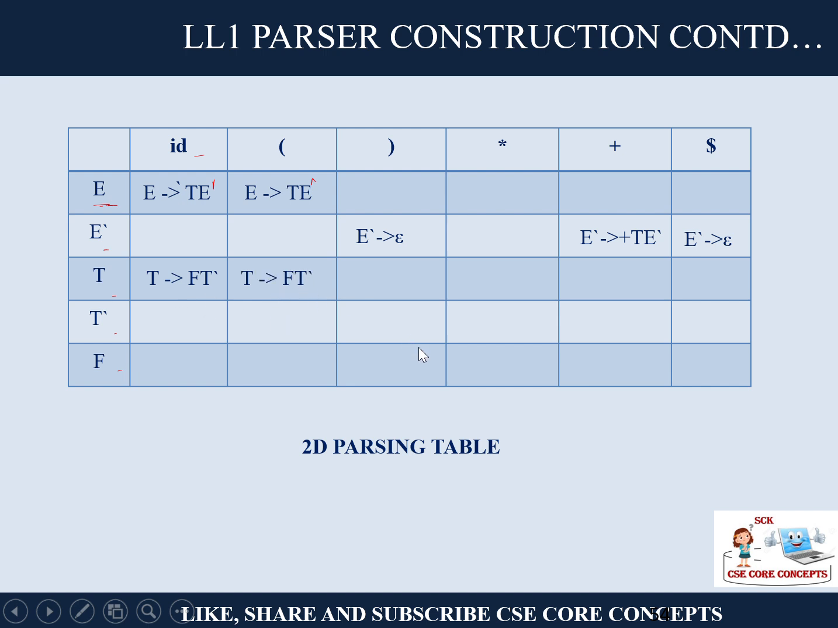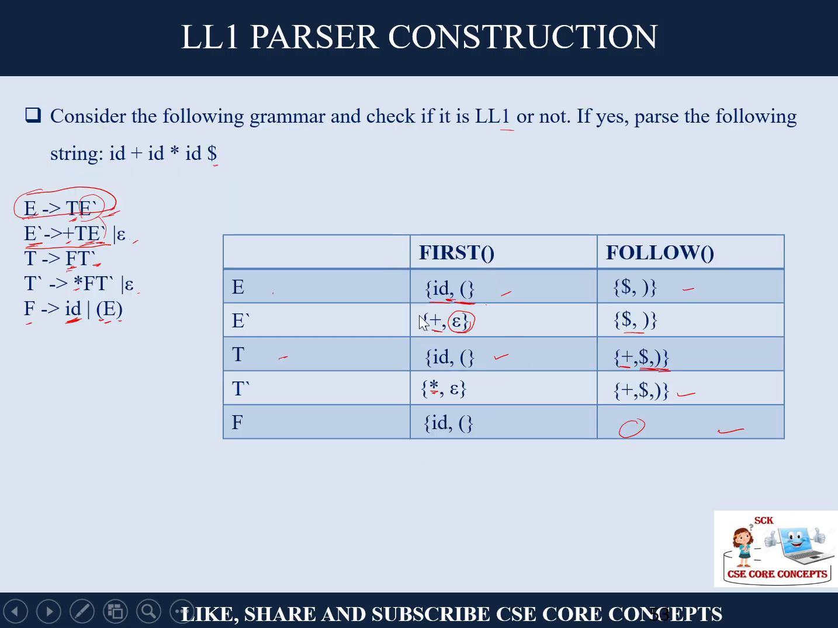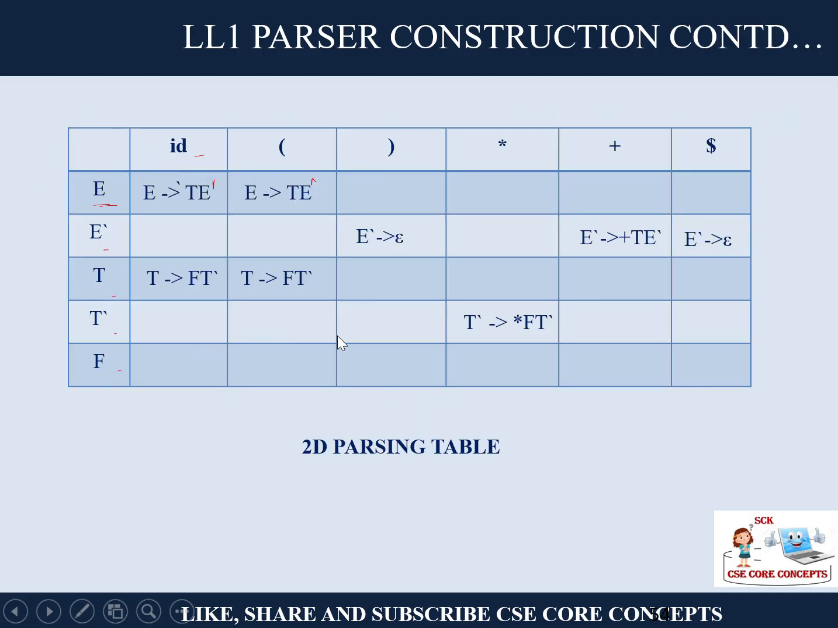So wherever there is a first, except the epsilon, first you write down the rules, right? For T, it is star. So at T prime, with the star, you are going to write down that grammar. For F, it was ID and the opening bracket. That was the first.